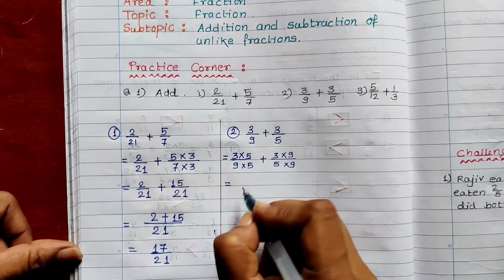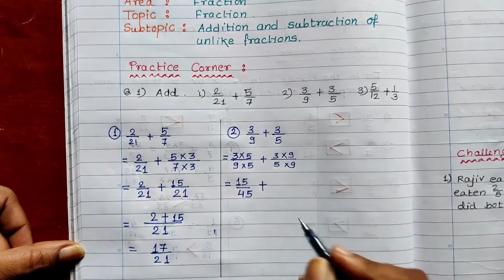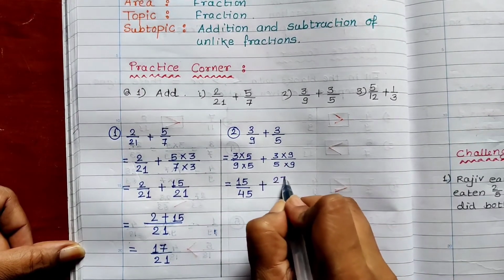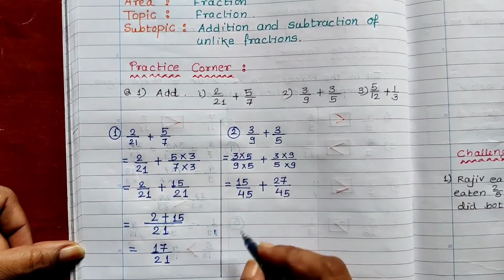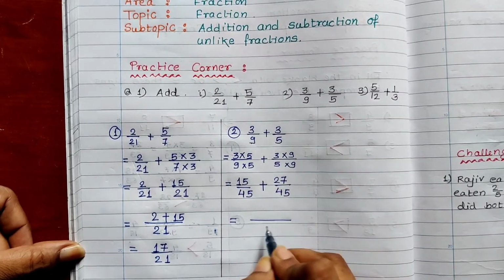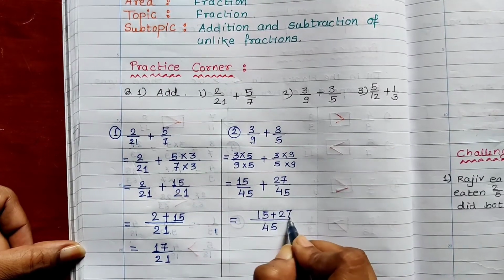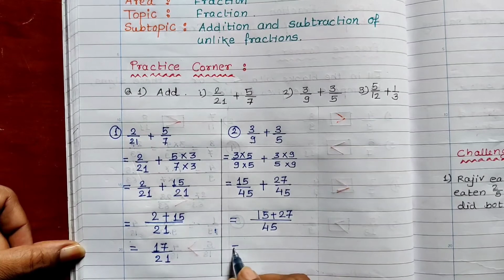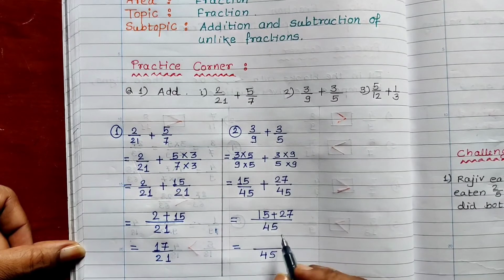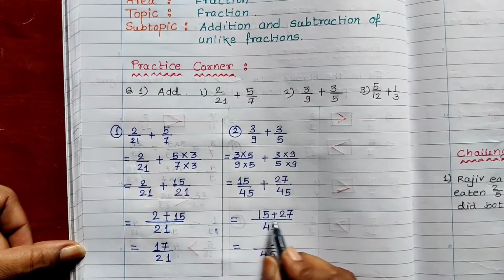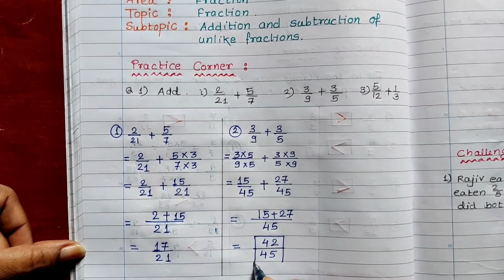Now multiply. 3 5s are 15, 9 5s are 45, plus sign as it is. 3 9s are 27, 5 9s are 45. Now we got the equal denominator 45. These are like fractions. We write the denominator one time and add the numerators. 15 plus 27. So 45 as it is. 15 plus 27, what is the answer? 5 plus 7 is 12. 2 written, 1 carrying. 1 plus 1 is 2, plus 2, 4. So the answer is 42 upon 45.